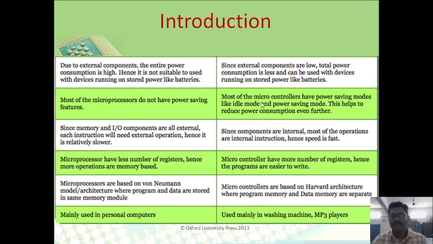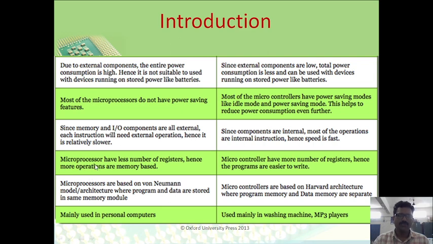Coming to 80, that is microcontroller, it has power saving modes, idle mode, power saving mode. Since memory and IO components are all external, each instruction will need external operation, hence it is relatively slow. The microprocessor always interacts with memory, so it needs time, so it is slow. Coming to microcontroller, since components are internal, most of the operations are internal instructions, hence speed is fast.